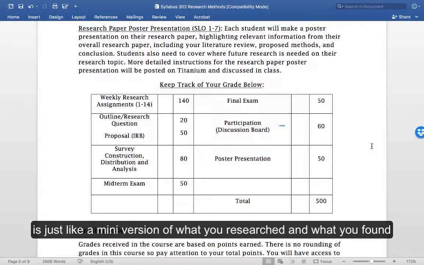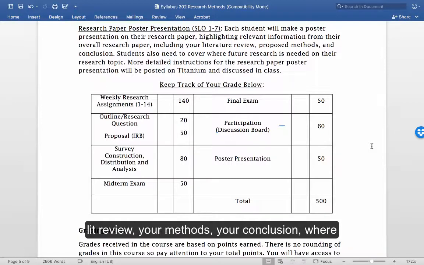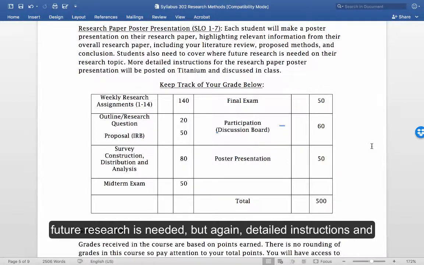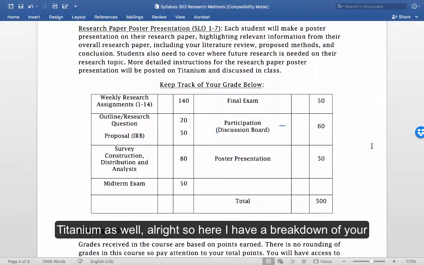Basically, the poster is just like a mini version of what you researched and what you found, right? So it's going to include your lit review, your methods, your conclusion, where future research is needed. But again, detailed instructions and a sample will be posted on Titanium as well.